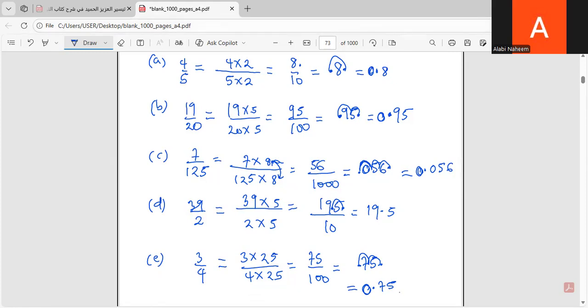Then we move to case 3. The third case is when you cannot easily convert the denominator to a positive power of 10. That's the third case.